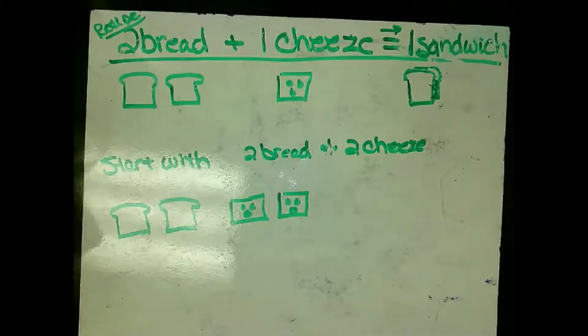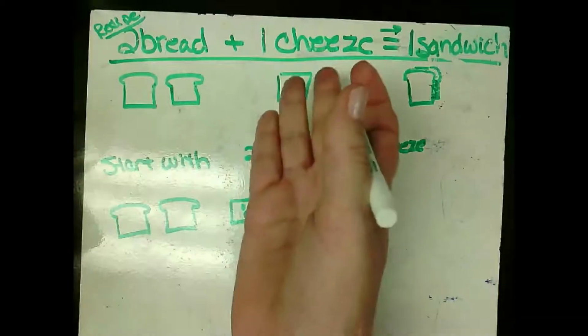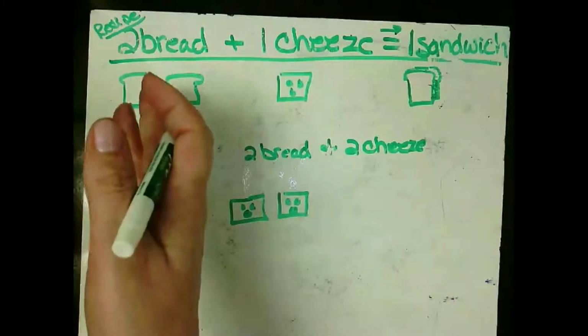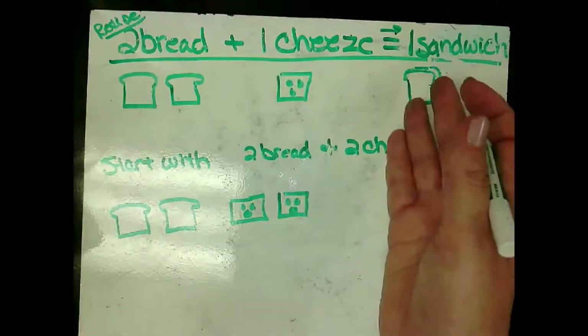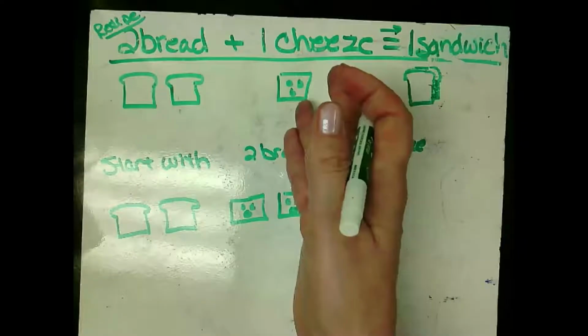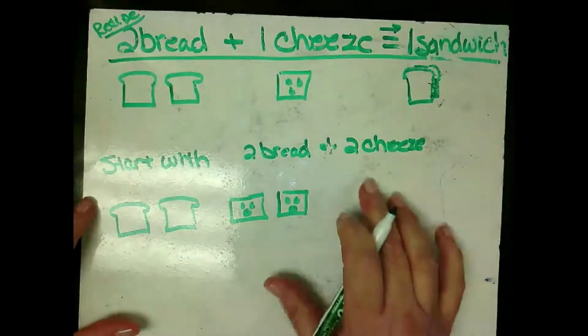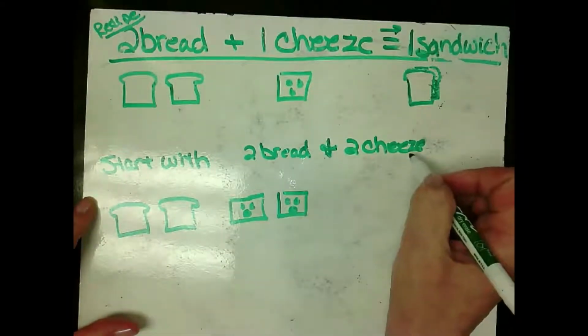But we don't always have just 2 pieces of bread. We might have a whole loaf and 1 piece of cheese. Well, then we're going to have extra bread or excess bread, and when we run out of cheese, we can no longer make a cheese sandwich, so the cheese is going to limit if I had a whole loaf of bread and 1 cheese. So let's look at this example, and let's say we start with 2 pieces of bread and 2 pieces of cheese.